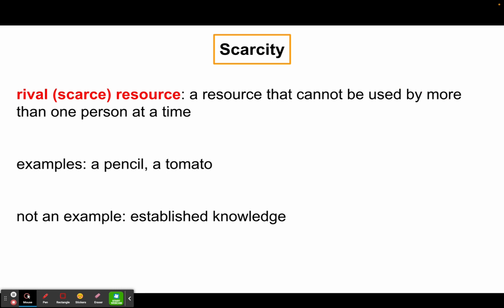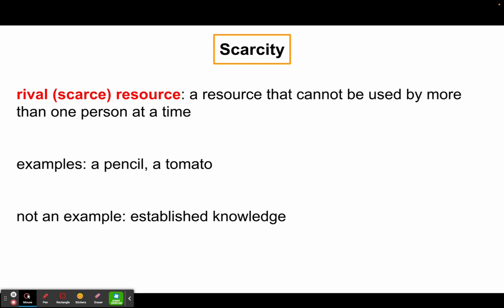resource. If I'm using the pencil to write something, you cannot simultaneously be using the pencil, right? And so the question becomes, well, who gets the pencil? Is it the person who needs it the most? Is it the person who could pay the most? Those are questions that we ask in economics.